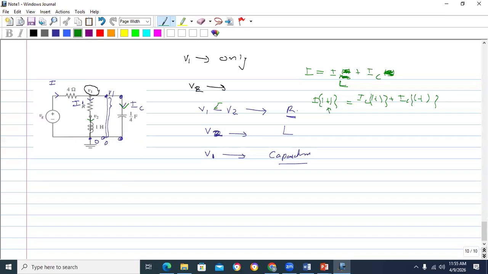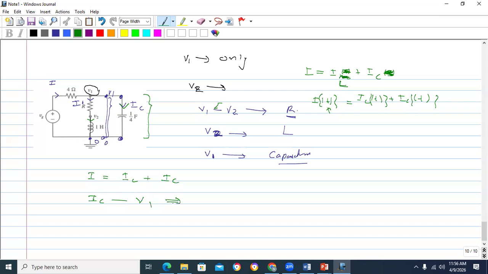So that is one equation. I is equal to IL plus IC. But we need to see the V1, the voltage. Directly you can write the relationship between IC and V1. What is the relationship between IC and V1?